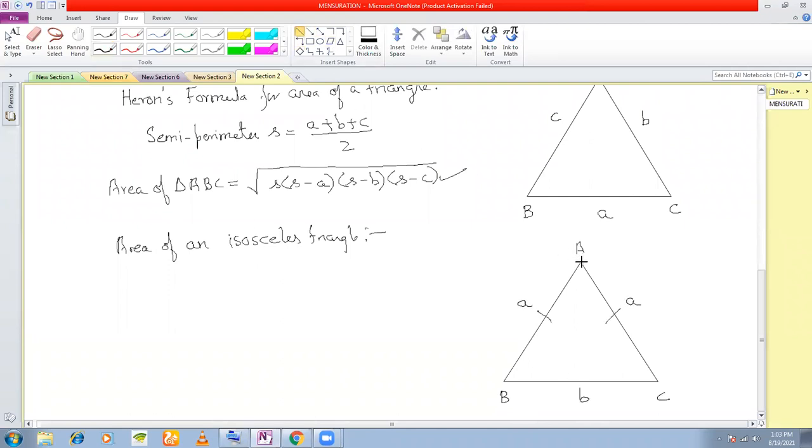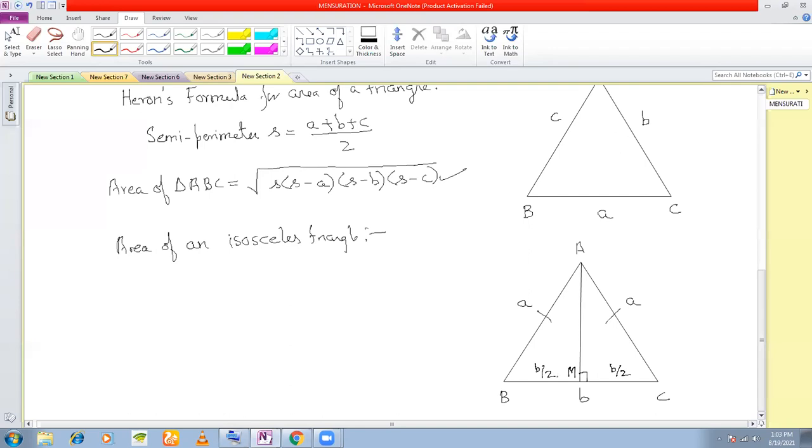See, if you remember, I told you that for an isosceles triangle, if you are drawing an altitude here, then what is the length of this side? B by 2. And what is the length of this side? B by 2. Remember this? Let us call this point M. Do you remember this or not?